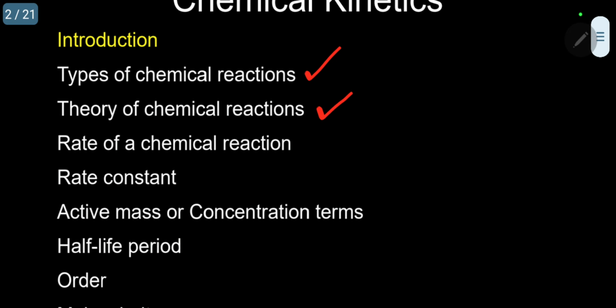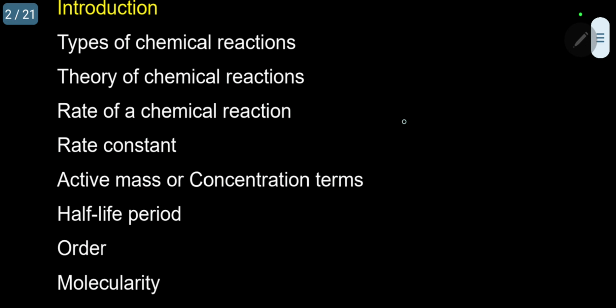The next one, rate of chemical reaction we have to study. The next, rate constant. Then active mass or concentration terms. Then half-life period. And the next, order of a chemical reaction. And finally, molecularity. So only if you have a thorough knowledge regarding these topics and subtopics can you answer NEET questions.